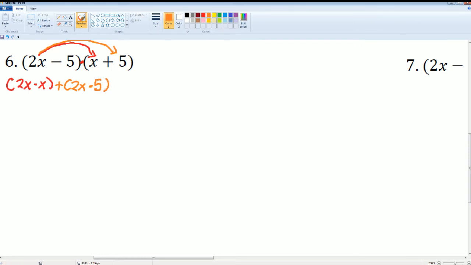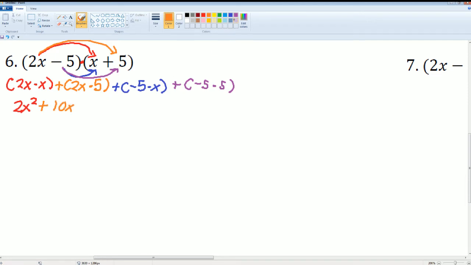Then your inner, so negative 5 times x. Okay, and then your last, so negative 5 times x plus negative 5 times 5. Alright, let's see, what do you have? Negative 2x times x gets you negative 2x squared plus 2x times 5, that's plus 10x.